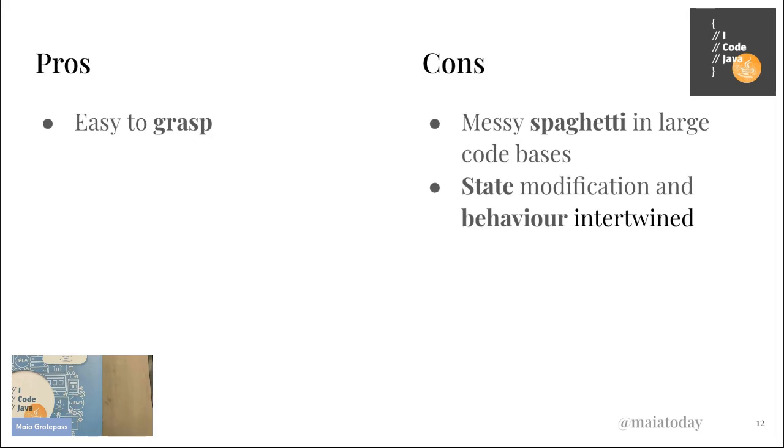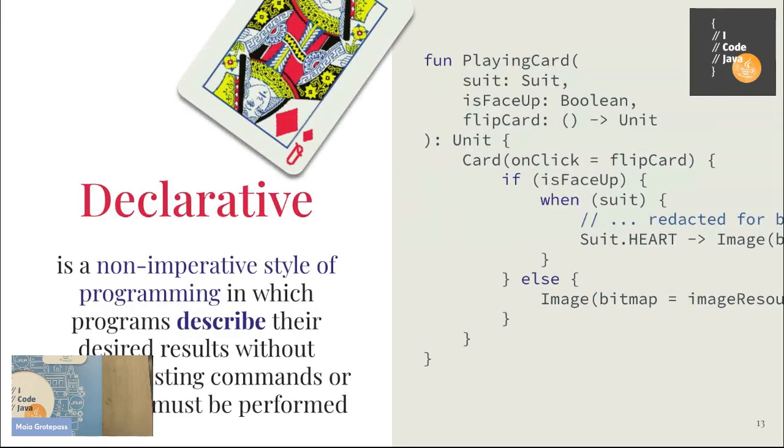The con of an imperative language is that it becomes messy spaghetti quite easily. You only need more than 15 lines of code and it can turn into spaghetti. The state modification, what you change in the blue cloud, and the behavior are very much intertwined. You're checking the state, you're changing the state, you're doing behavior, and all of that is meshed together. So the next paradigm is the declarative paradigm.